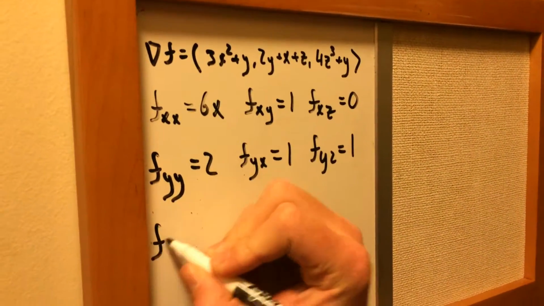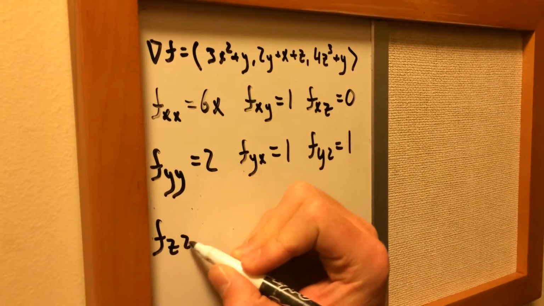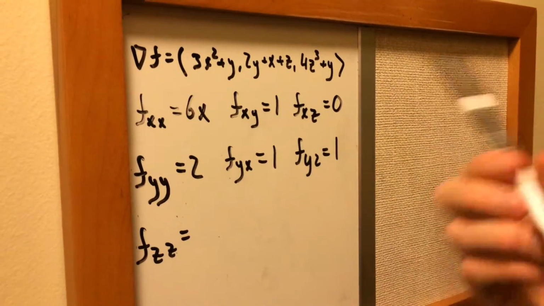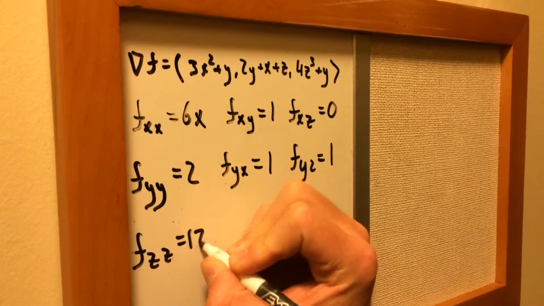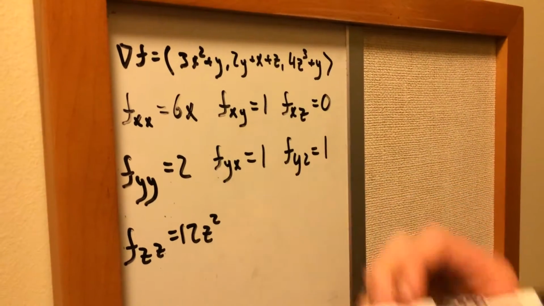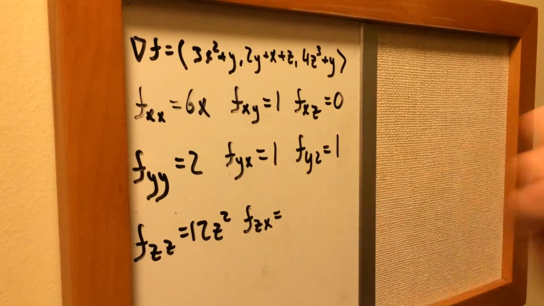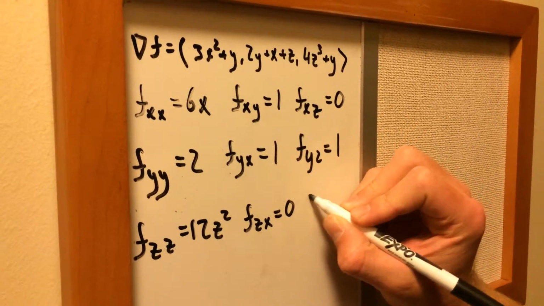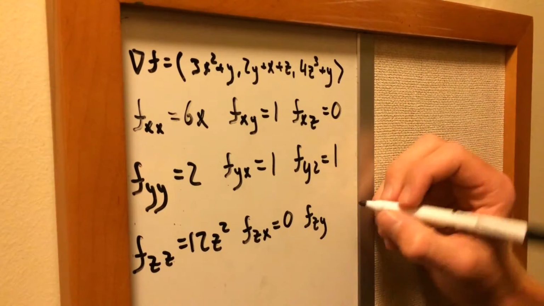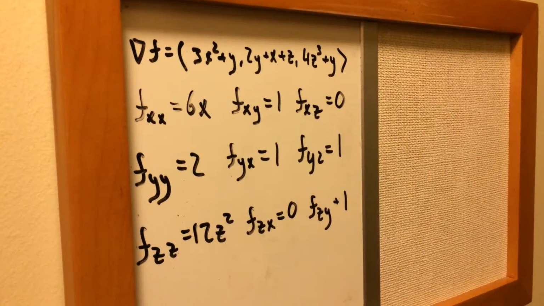And now finally, for our last 3, we're going to take the second partial with respect to z. And we're going to get 12z squared with respect to z, and then we're going to take it with respect to x. And since there are no x terms, it's going to be 0. And then with respect to y, we're going to have 0, and then the derivative of y is going to be 1. And there are 9 second partials.